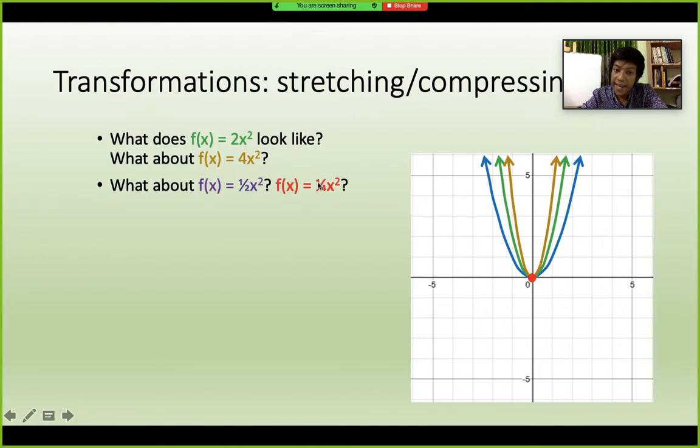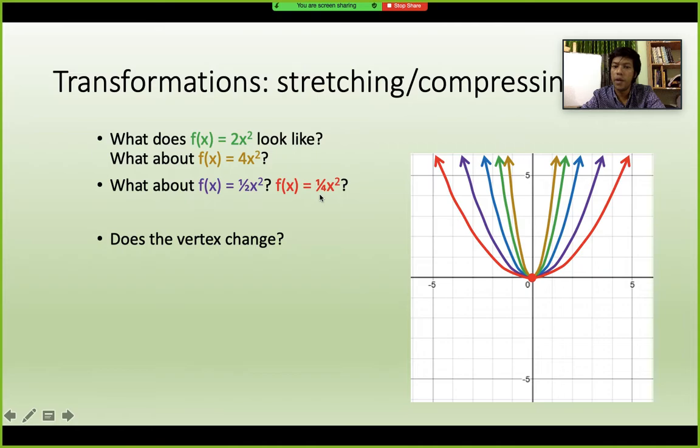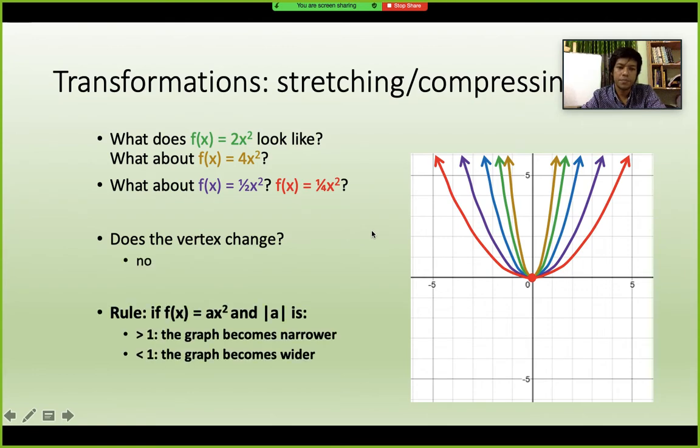If you give a number less than 1, like 1 by 4, which means 0.25, a decimal number, then, as I said, the function will be wider. Okay, and the vertex remains the same. The vertex does not change. So what I said is written here. If the number is more than 1 and if the number is less than 1, what will happen?